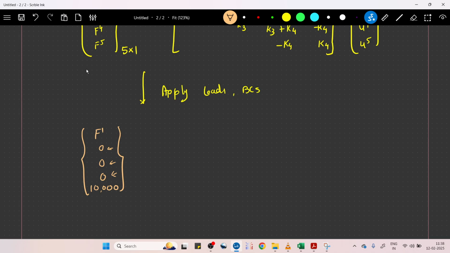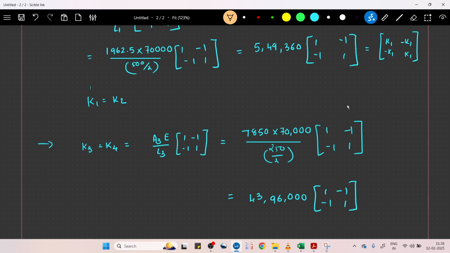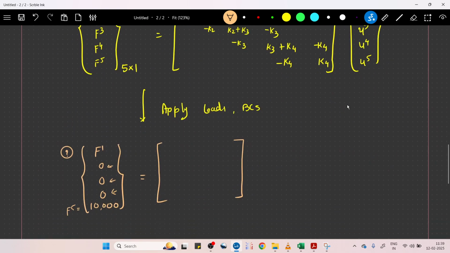So F1, the reaction force at node 1, is unknown because it is constrained, and F5 is known. So in the force vector, and the k matrix, we can easily substitute these values. We have got the values of k1, k2, k3, k4. I'm not writing them here, but we can put them. Now the displacement vector.